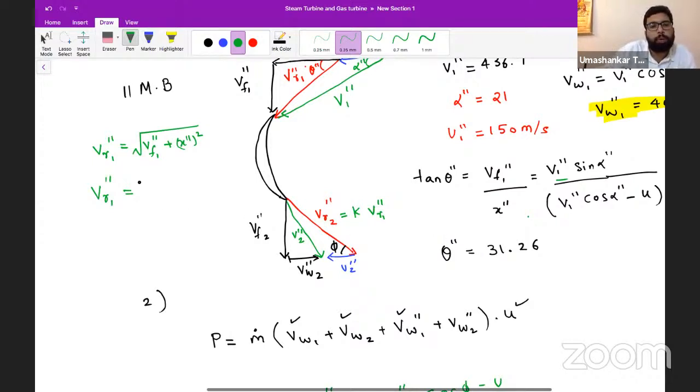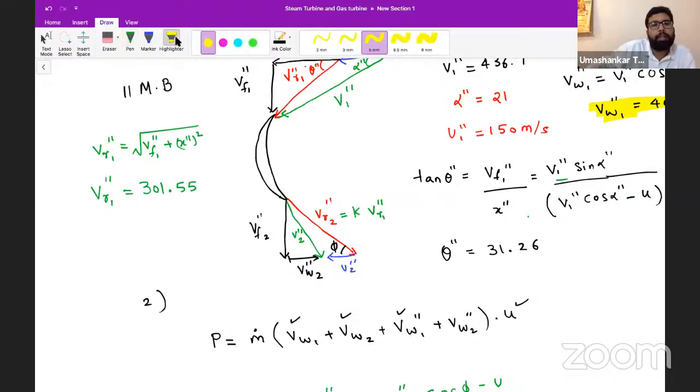So it is coming out to be 301.55. I hope every one of you is following the series of development or the calculation. So here we have this VR1 double dash, so we can get our VR2 double dash. We have the value of K equal to 0.95. So it is VR1 double dash, that is 301.55.